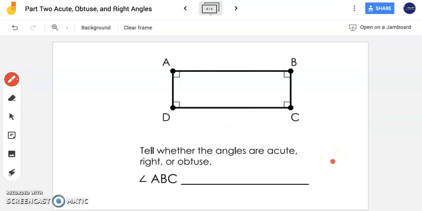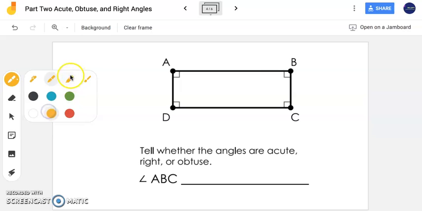Now for this example here, tell whether the angles are acute, right, or obtuse. I see here that we have a rectangle. Something special about a rectangle is it is created by 4 right angles, which means there are 4 90-degree angles creating this rectangle. So I also see that box here representing that this angle is 90 degrees, another 90-degree angle, another 90-degree angle, and another 90-degree angle. That's telling us that all the angles here are right angles, and they just want to know, is angle ABC acute, right, or obtuse?